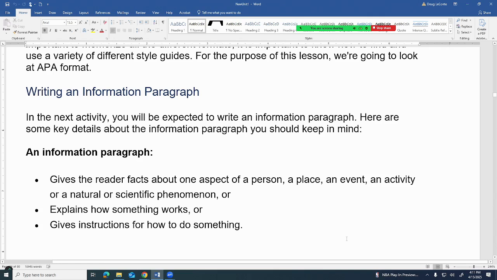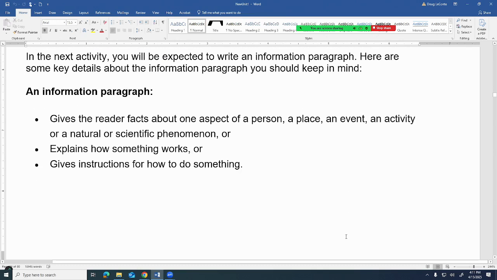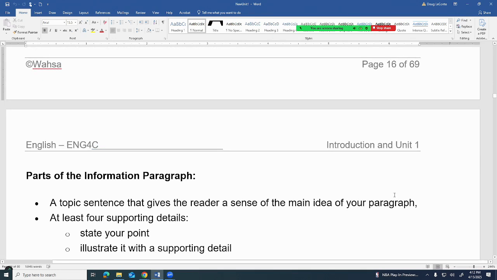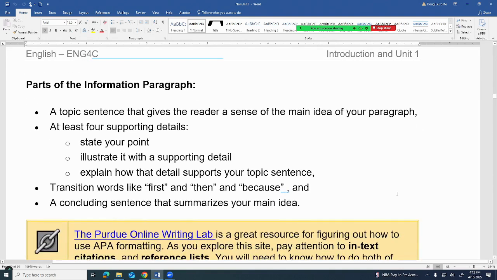Here are some key details about the information paragraph you should keep in mind. An information paragraph gives the readers facts about one aspect of a person, a place, an event, an activity, or a natural or scientific phenomenon, or explains how something works, or gives instructions for how to do something. So that's pretty well everything in a nutshell that you might want to think about putting into a paragraph. All right, on to page 17.